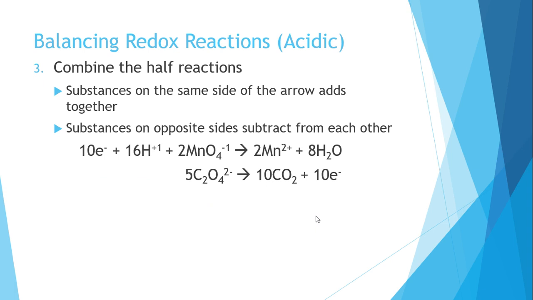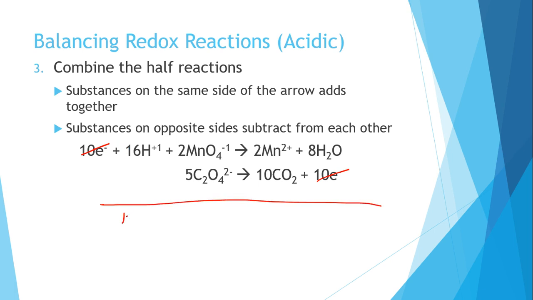Remember, substances on the same side of the arrow are going to add together, and substances on opposite sides are going to subtract. Here we're going to note that my 10 electrons are on opposite sides. They are going to subtract. There's nothing else that is the same on both sides. So then we're just going to add those together to go into our final reaction.